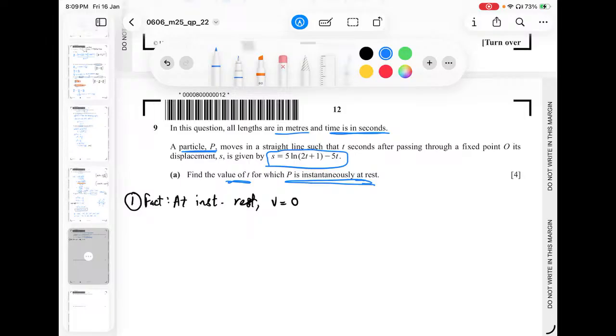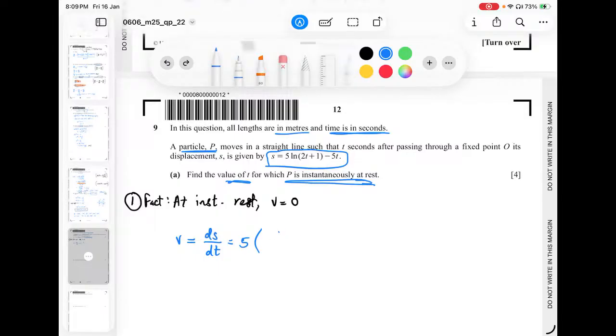So you know the equation of the displacement. To find the velocity, you just do the differentiation. So v is basically ds over dt. So that should give you 5 times, sorry, 2 over 2t plus 1.